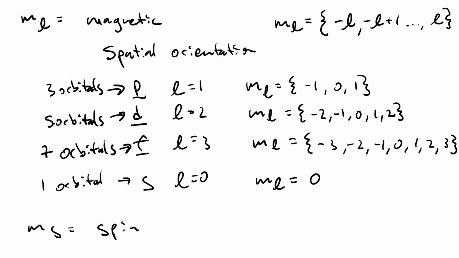The M sub s quantum number is spin, and this is really easy. For a single electron, it can be spin up, symbolized by an up half arrow. That's M sub s equals plus 1/2. Or the electron can be spin down, symbolized by this half arrow. That's M sub s equals -1/2. So at least there's one really easy quantum number.